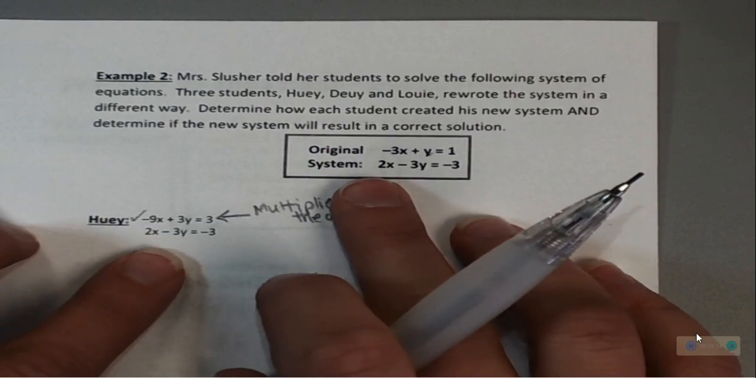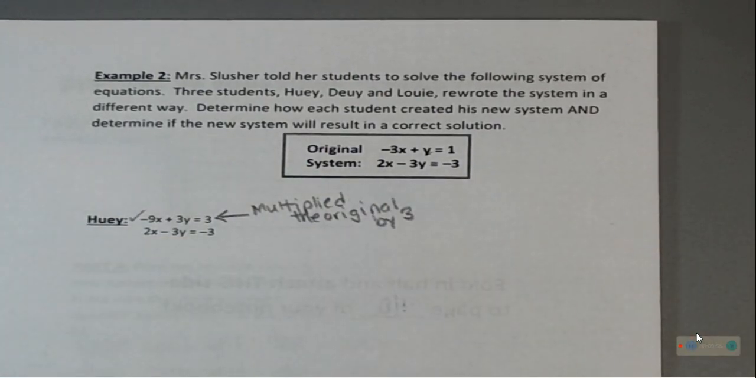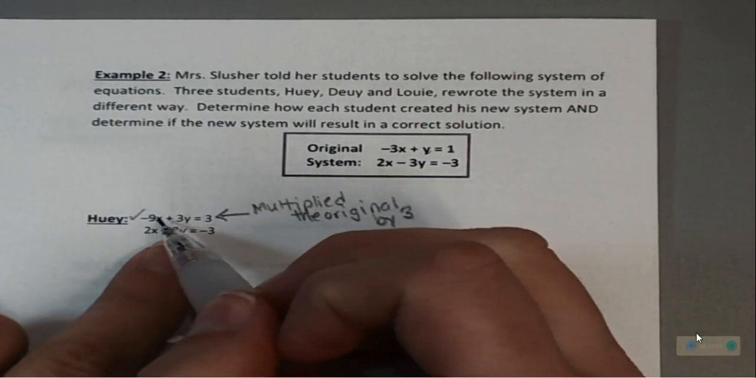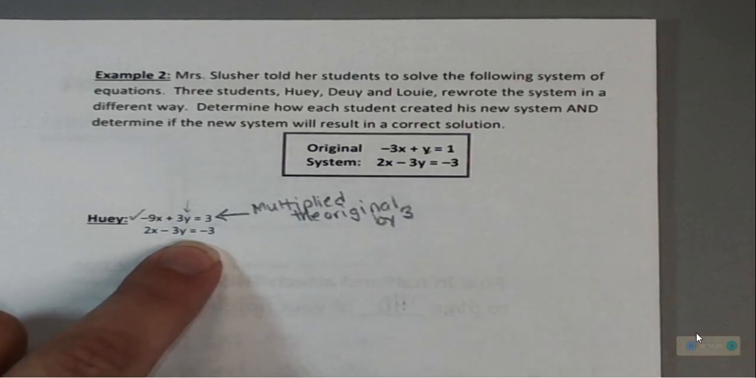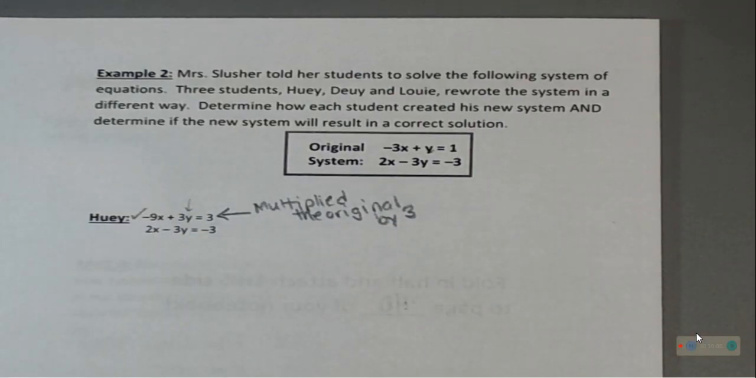Did he change anything about the bottom? No. Why didn't he have to change the bottom equation? He changed the top, and then created what kind of opposites? Which ones are opposites, x's or y's? His y's are opposites, so they're going to go away and you'll solve for x.